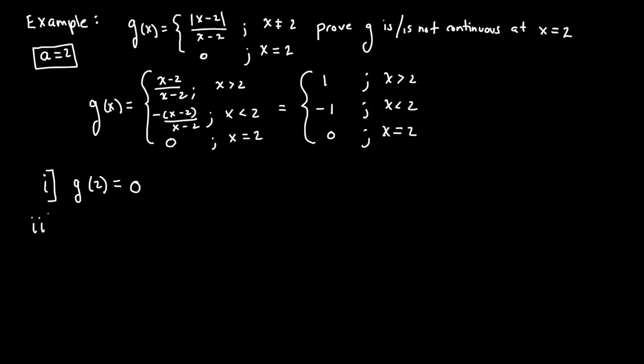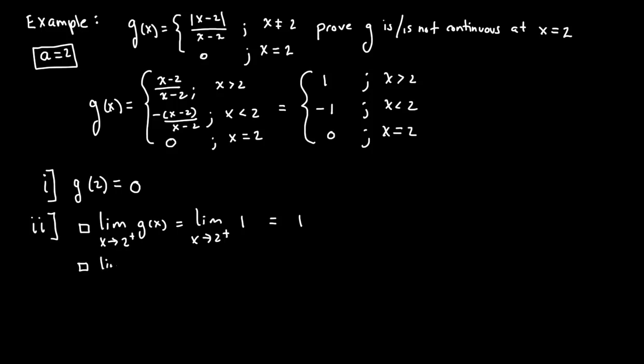Step 2 is about the limit. Now the behavior to the right of 2 is different than the behavior to the left of 2, so I need the two one-sided limit theorem. And so the limit as x approaches 2 from the right of g of x equals the limit as x approaches 2 from the right. The behavior to the right is the number 1. And the limit of a constant is the constant.